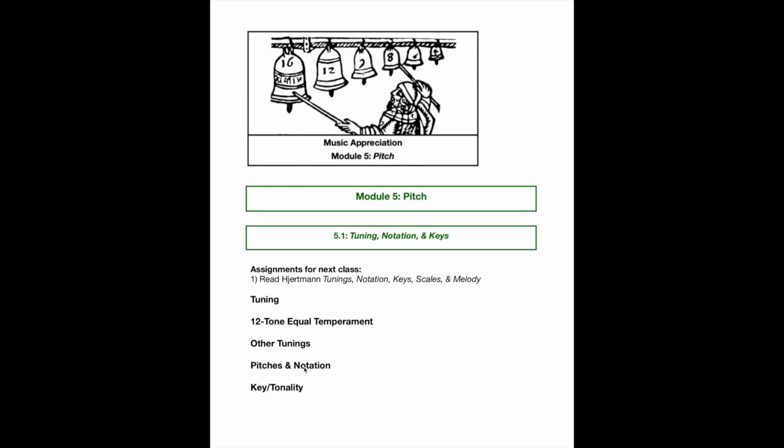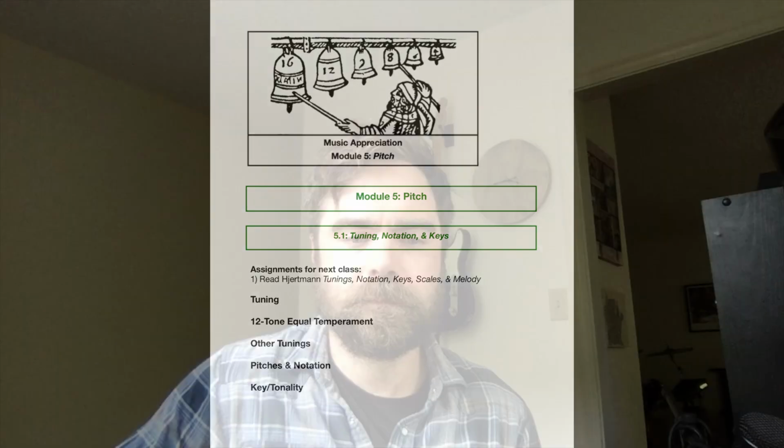We're not going to cover great detail about notation in this class, but just the basics of how to find the notes and what the names of the notes are. Then we're going to wrap up today's lesson talking about key or tonality. So that means the central pitch of a song. For example, C major as a key is centered around C. So I hope you enjoy today's lesson.